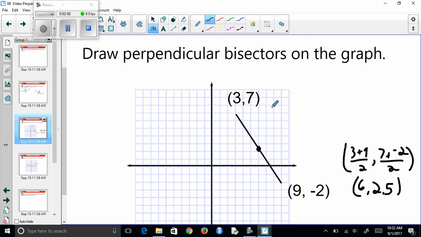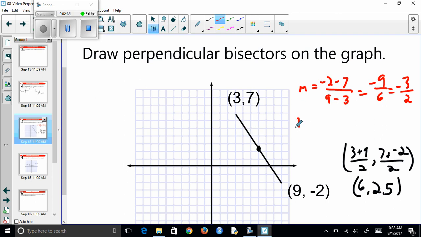So that's good. But now we want to find it has to be perpendicular. And I could just sketch it out. Or I could try to figure out its slope. First off, we can find the slope of this. I'll try to do this in a different color. The slope of our segment is negative 2 minus 7 over 9 minus 3. What's that? Negative 9 over 6. Oh, that could be reduced, can it? 3, that would be negative 3 over 2. So it looks like I go down 3 for every 2 I go over.